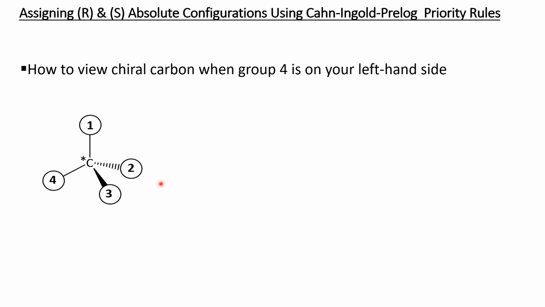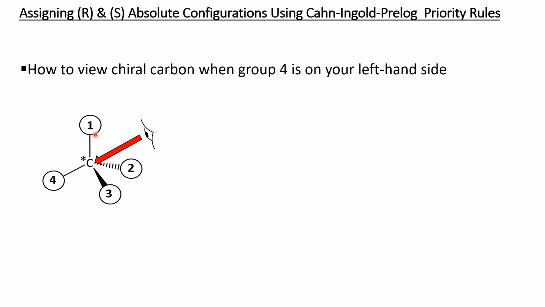Here's another example. But in this case, group 4 is on your left-hand side. The question then becomes, which position can I view this carbon from that will place group 4 in the back of the chiral carbon? Viewing the carbon from the right will position group 4 in the back of the chiral carbon. Now, group 2 will be to your right, group 3 to your left, and group 1 will point upwards.